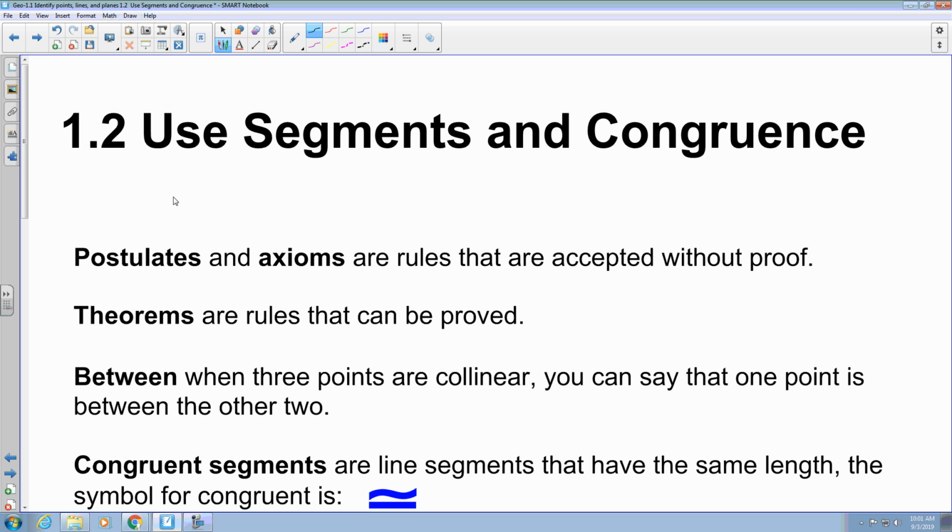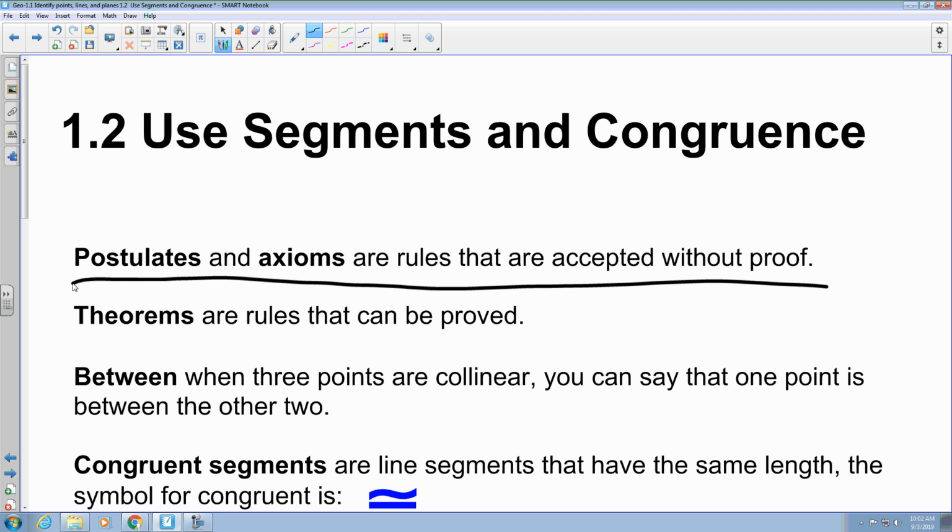We're in section 1.2 where we're going to use segments and congruency. So some terms that we're going to be looking at not only in today's stuff, but as we look on into the future, especially when we get into dealing with formal proofs, we're going to be looking at postulates and theorems. So postulates and axioms are rules that are accepted without proof.